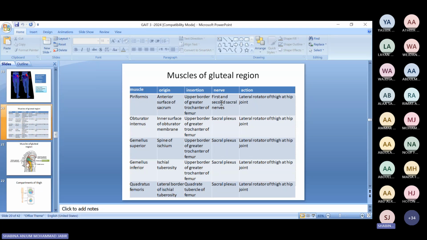Okay, what is the nerve supply of all this? See, it is almost common. Except the piriformis, which takes from the first and second sacral nerves, they all receive the nerve supply from the sacral plexus. Okay, I will not force you to remember everything, but at least you can remember the action, you can remember the nerve supply.